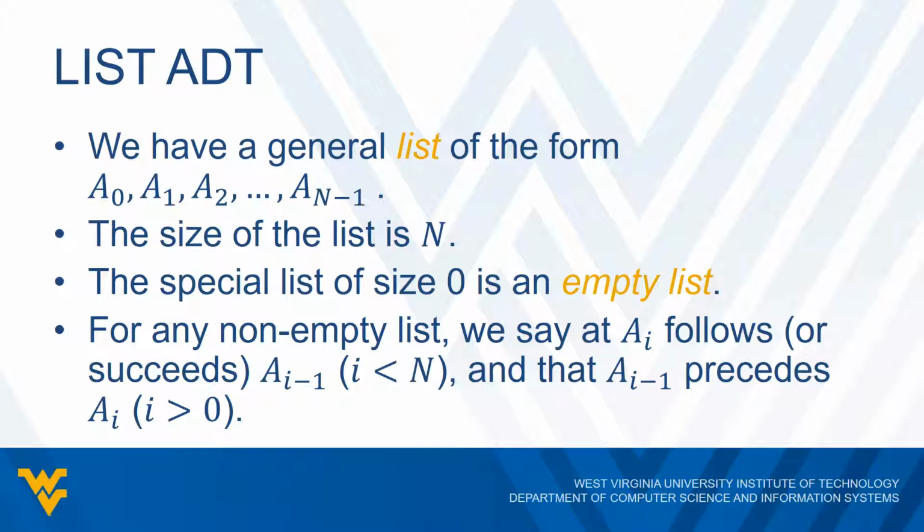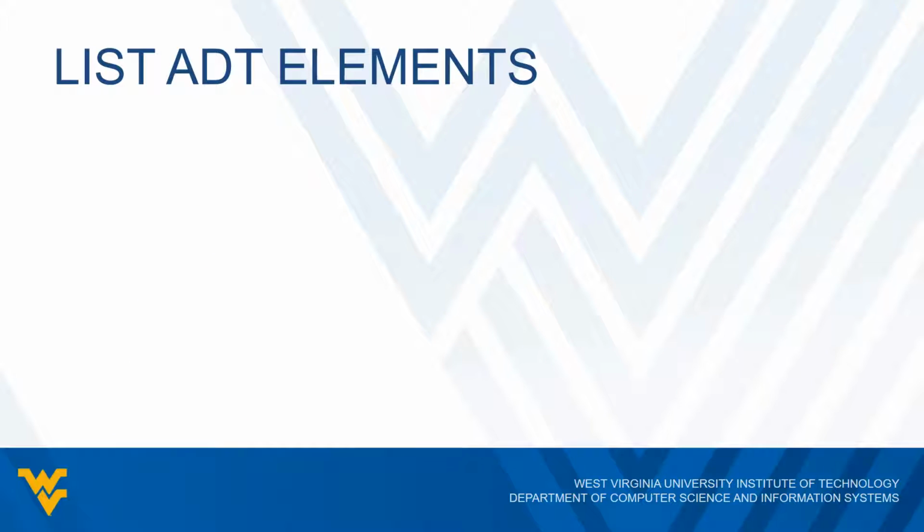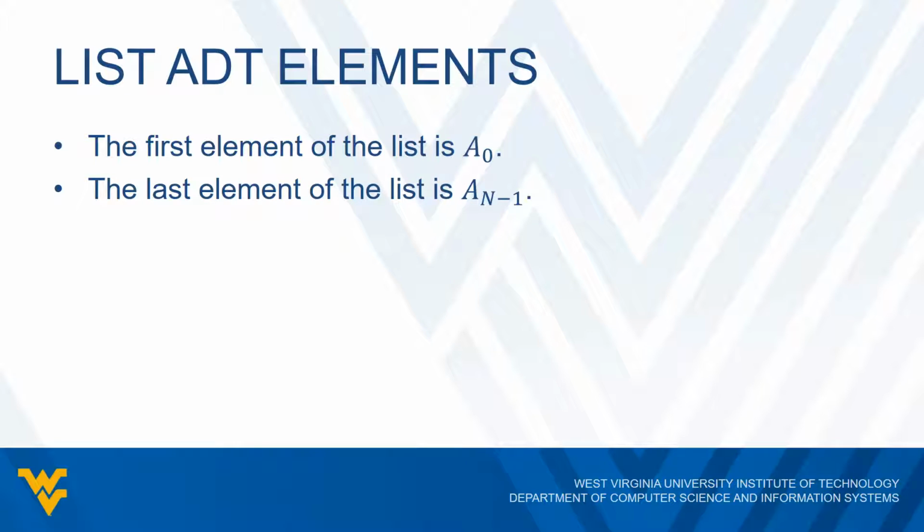Sometimes we also say that AI succeeds AI-1, and here we're assuming that I is strictly less than n. And we'll also say that AI-1 precedes AI, where I is strictly greater than 0. We'll say that the first element of the list is A0, and the last element of the list is AN-1. This is just like how we handle the index for arrays.